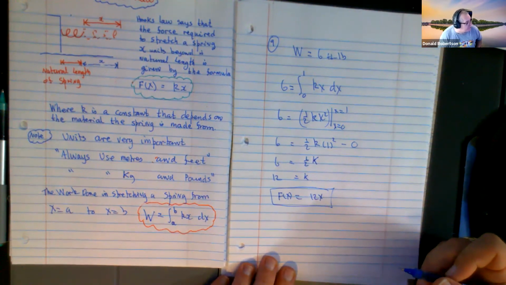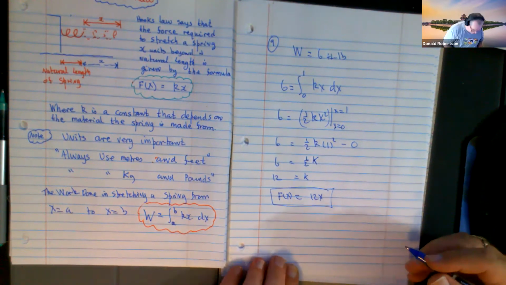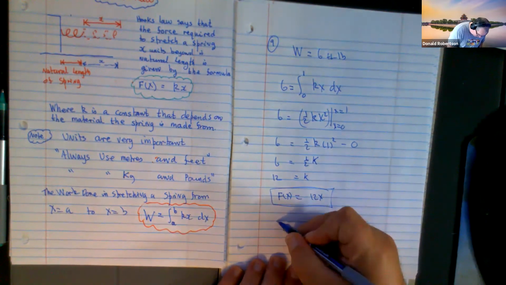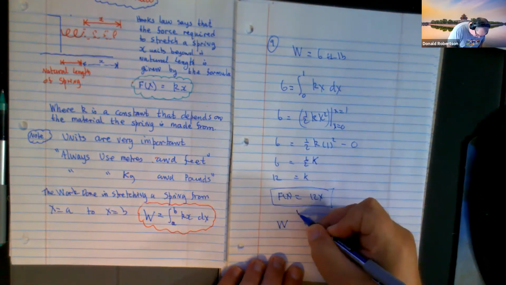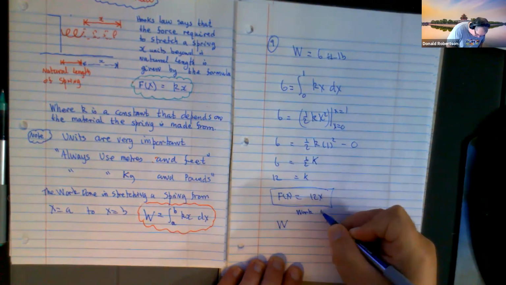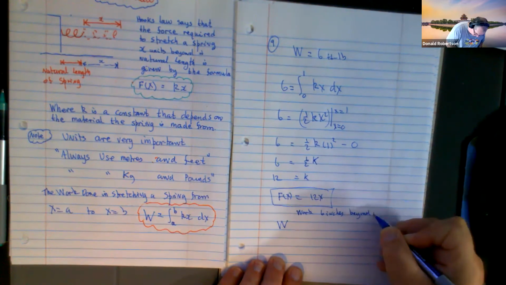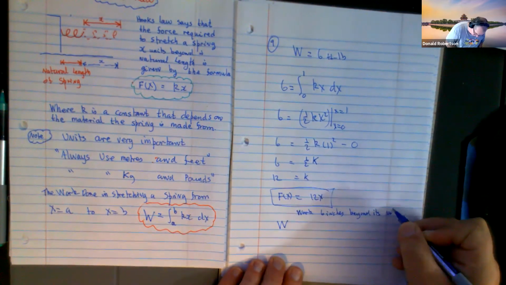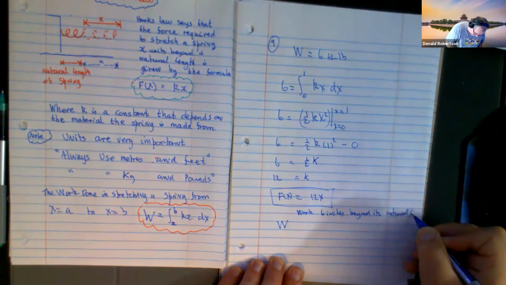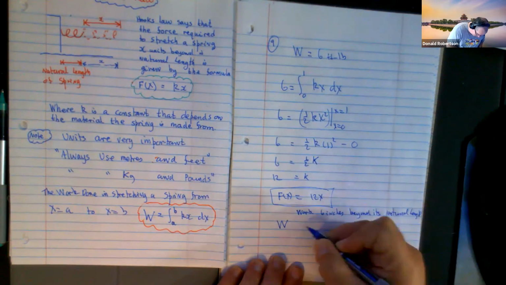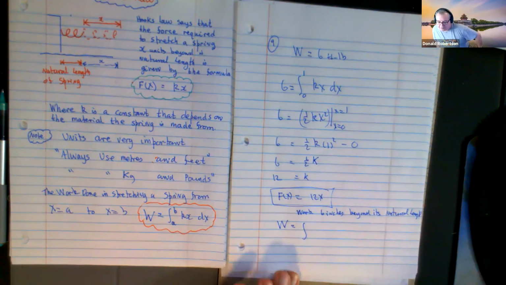And it then asks you how much is needed to stretch it 6 inches beyond its natural length. So they want to know the work done 6 inches beyond its natural length. Okay, what would the integral look like to calculate the work done in stretching it 6 inches beyond its natural length? What would the integral look like?